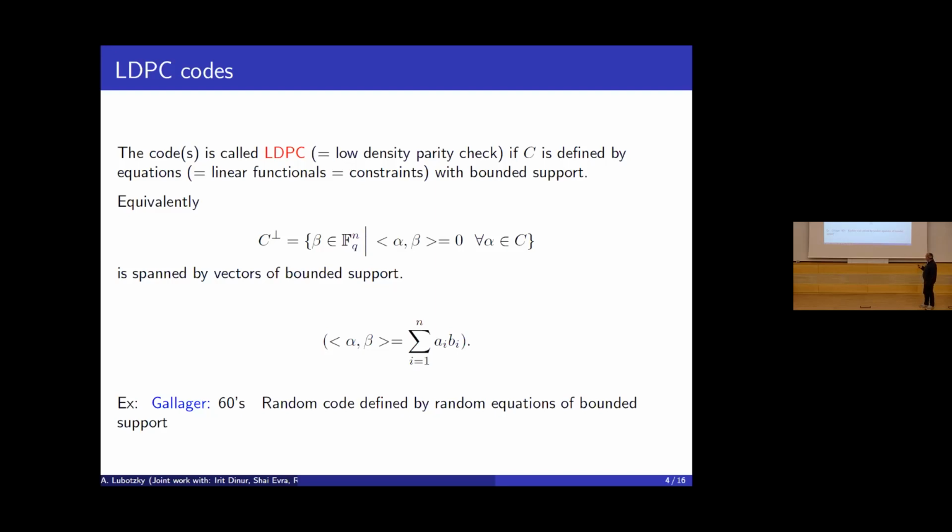So mathematically, you can say that C-perp, namely all the vectors in F_q to the n which are orthogonal to C with respect to the standard scalar product, you want C-perp to be spanned by vectors of bounded support. So in C, we don't want to see vectors with small support. On the other hand, in C-perp, we do want to see vectors with small support.